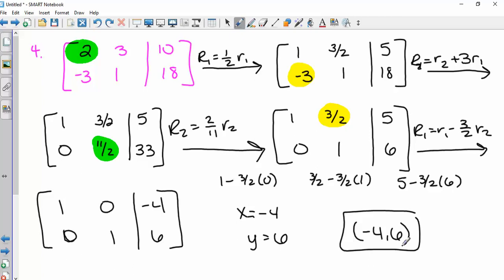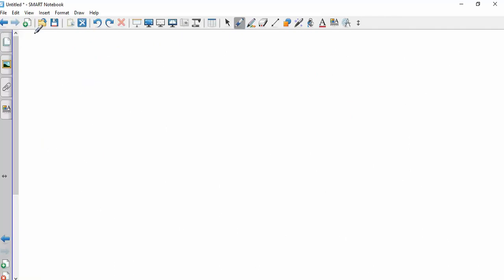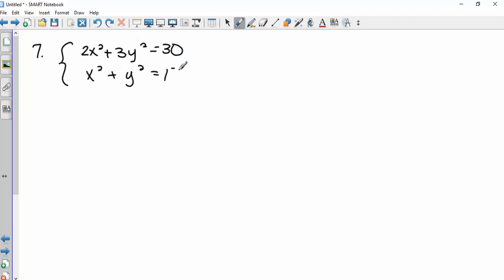So we're okay with number 5, the other matrix question? Number 7 was asked about. So we're into the nonlinear systems. We still use substitution and elimination here. So what do you want to do?